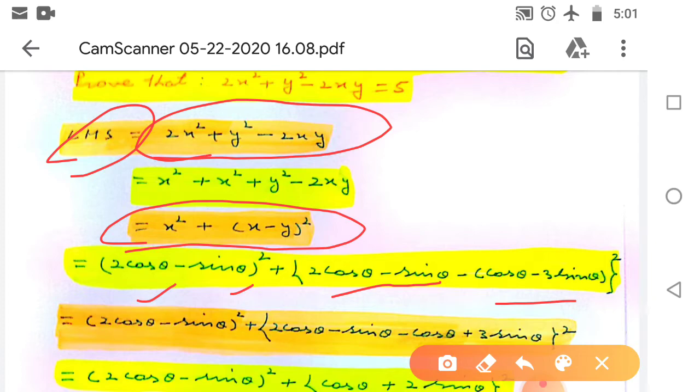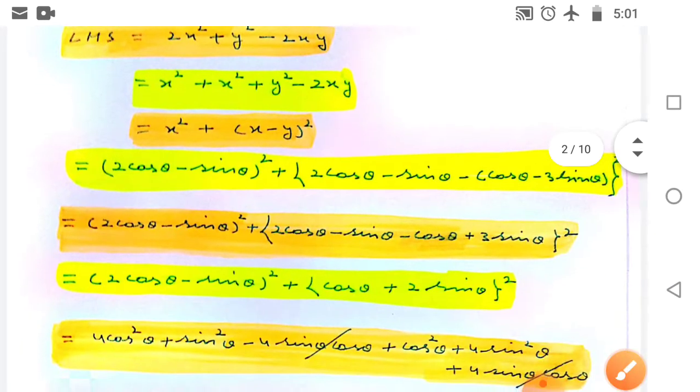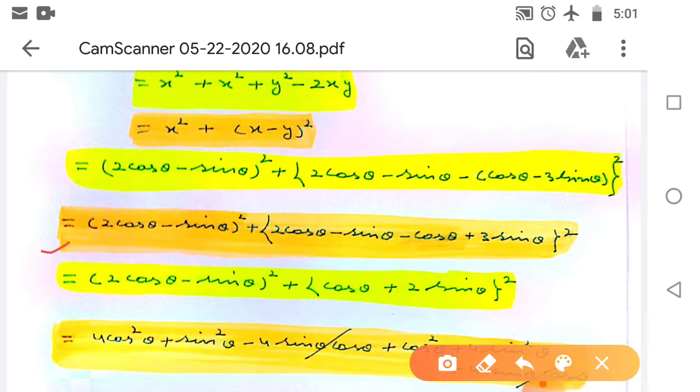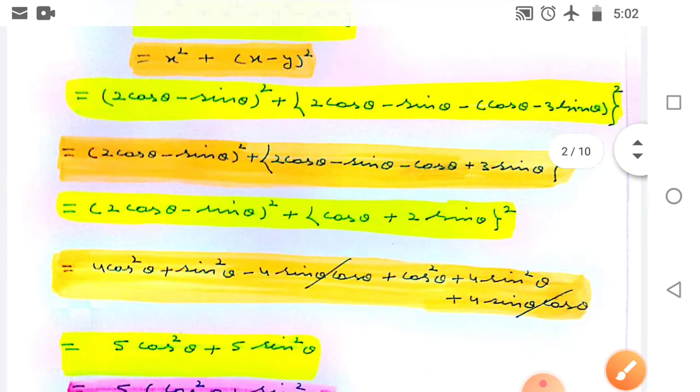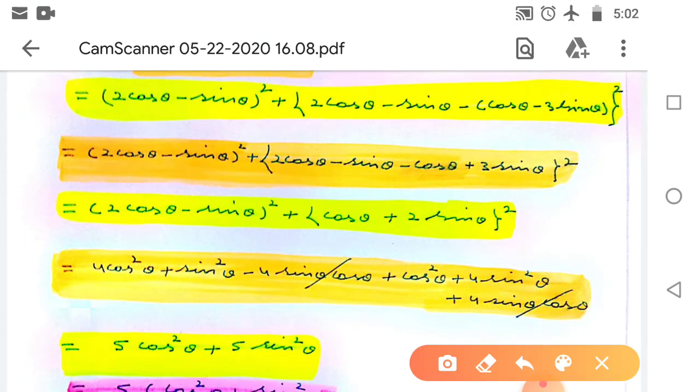Now, open. Look here, this is 2 cos theta minus sin theta whole square, and remove this bracket. So, we get 2 cos theta minus sin theta minus cos theta plus 3 sin theta. And finally, we get 2 cos theta minus sin theta whole square plus cos theta plus 2 sin theta whole square, clear. Now, this is a minus b whole square and this is a plus b whole square.